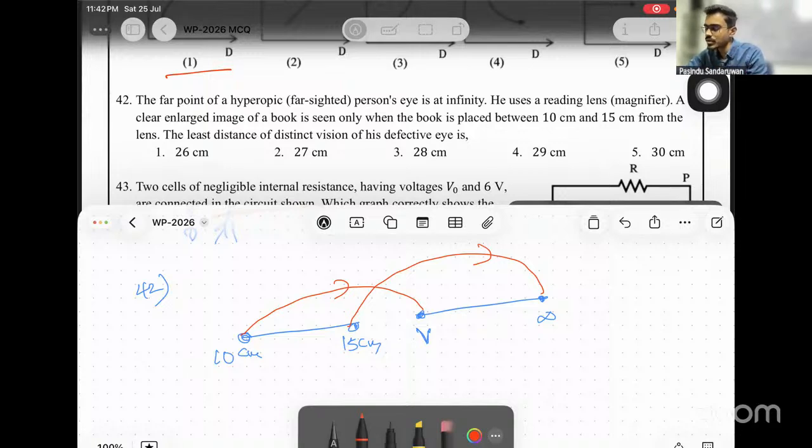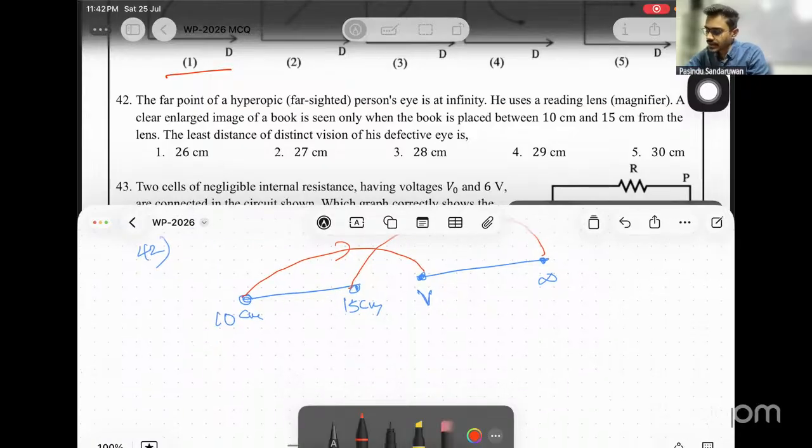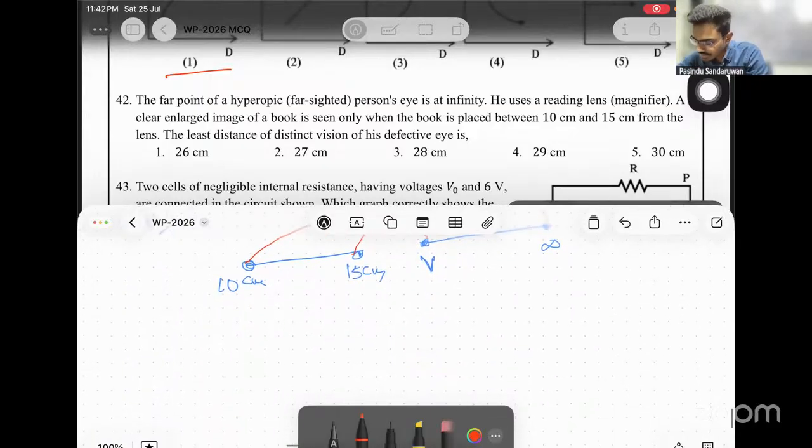Now 15 is taken to infinity. Apply an equation and see what lens is used: 1/v minus 1/u equals 1/f. If you just check that as 15, that's totally fine, without applying the equation, because you know it's farsightedness.